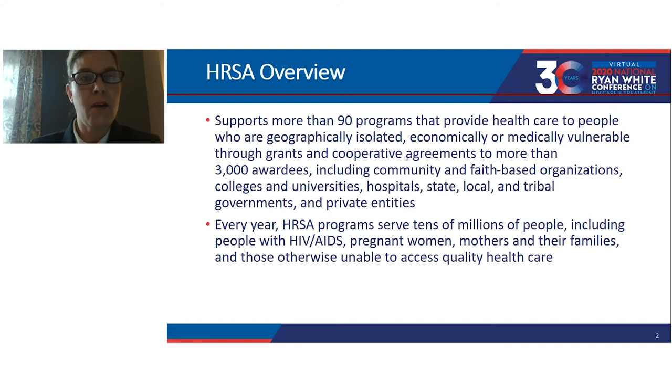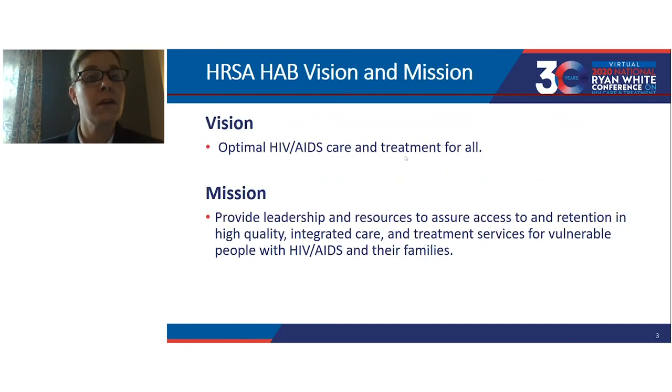Okay, so HRSA supports more than 90 programs that provide healthcare to people who are geographically isolated, economically, or medically vulnerable through grants and cooperative agreements to more than 3,000 awardees. And this includes community and faith-based organizations, colleges and universities, hospitals, states, local and tribal governments, and private entities. And every year, HRSA programs serve tens of millions of people, including people with HIV/AIDS, pregnant women, mothers and their families, and those otherwise unable to access quality healthcare. So that's just an overview of HRSA.